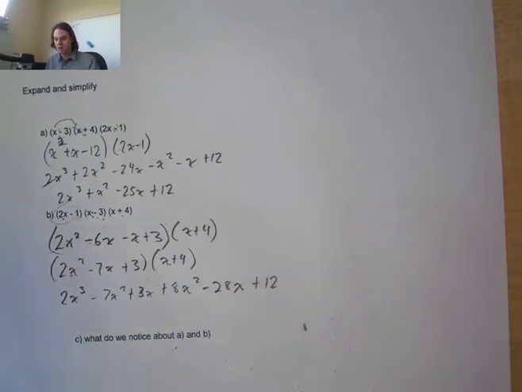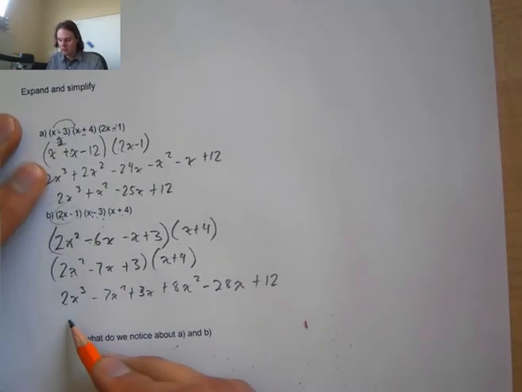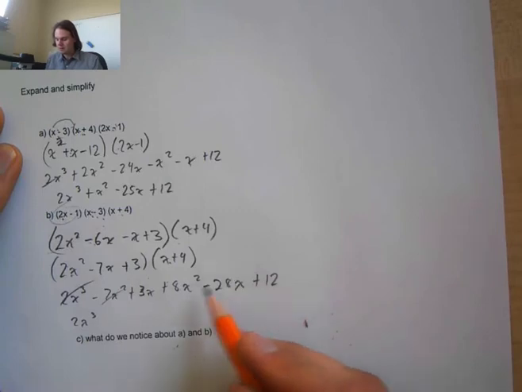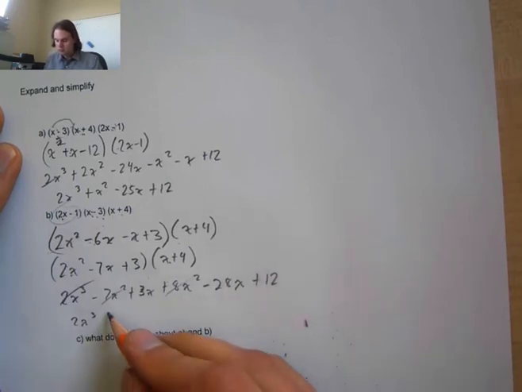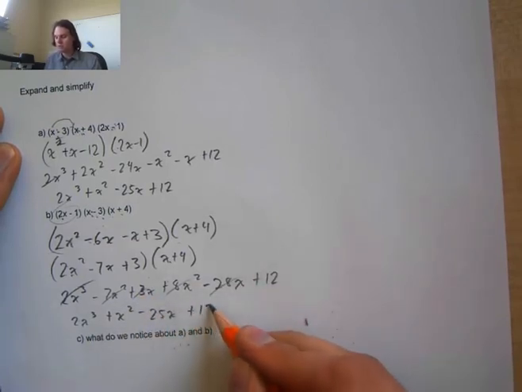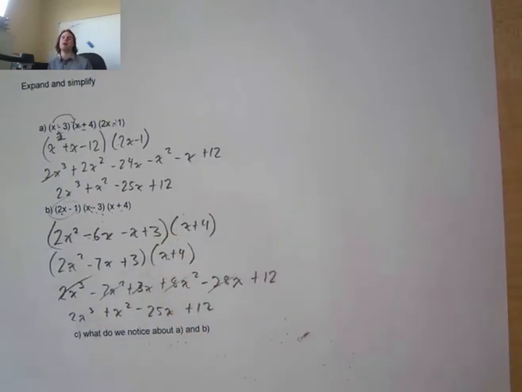Now I combine all these here, I'm going to get 2x cubed. That's done. Now we have minus 7x squared and 8x squared gives me plus x squared, and then I only have 3x and minus 28x, which will give me minus 25x, and then plus 12. So we end up getting the exact same answers.